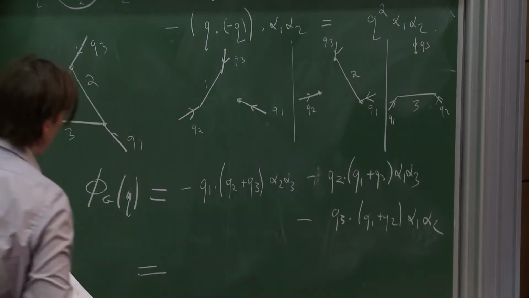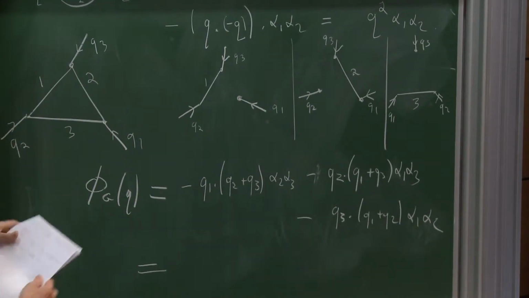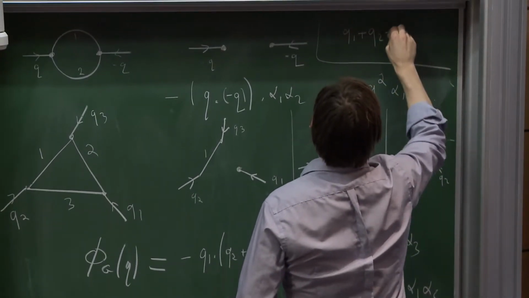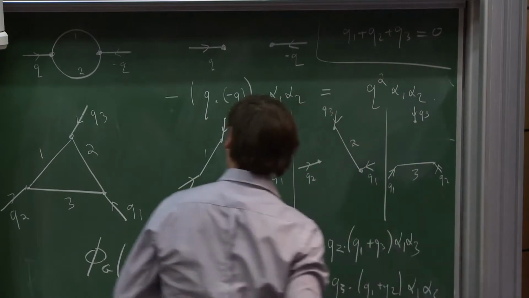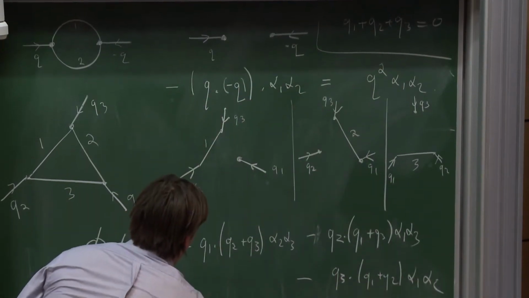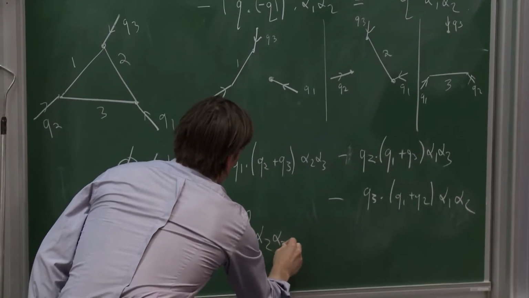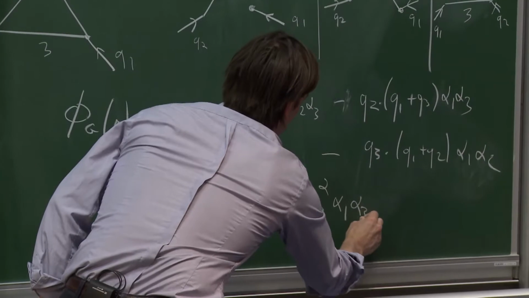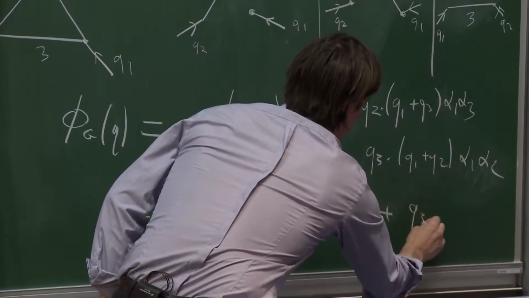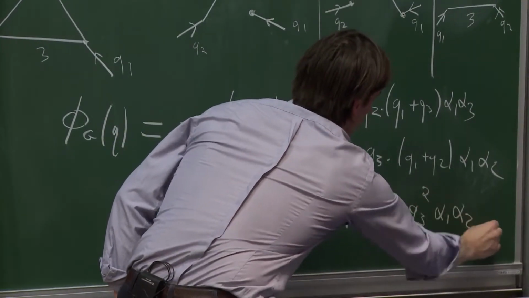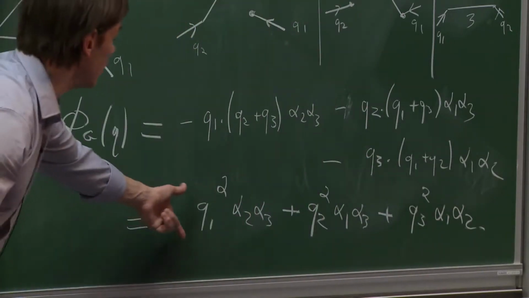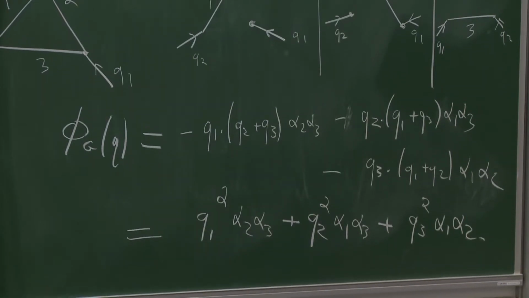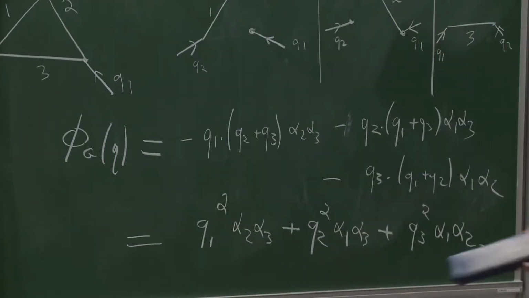And then, of course, by momentum conservation, which I'll write up here, Q1 plus Q2 plus Q3 is 0. So this is just equal to Q1 squared, alpha 2, alpha 3, plus Q2 squared, alpha 1, alpha 3, plus Q3 squared, alpha 1, alpha 2. And of course, in the final answer, all the coefficients are positive. That's actually very important. And that's because we're working in Euclidean space.